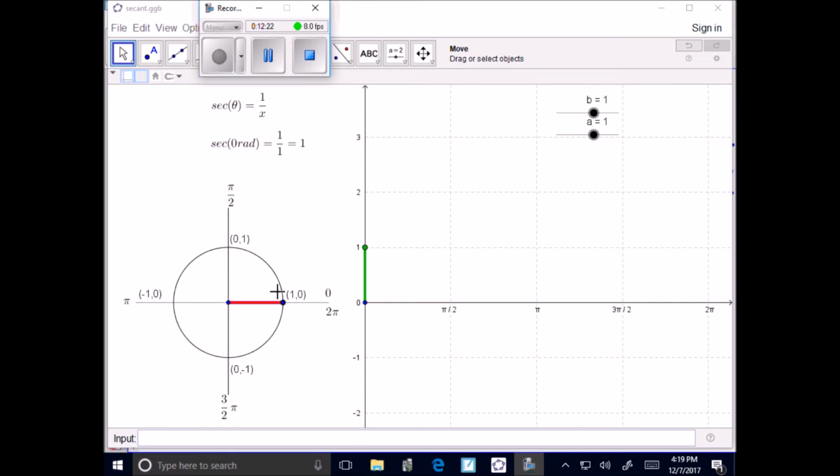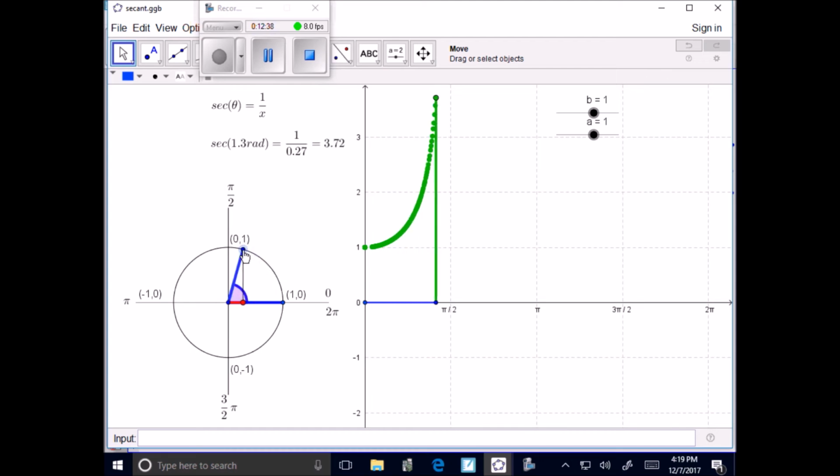And as we rotate through the first quadrant, we're going to see those x values decrease to 0. So basically right here, we're going to see those x values decreasing to 0, giving us function values that get larger and larger as we divide 1 by smaller and smaller numbers, going up into a vertical asymptote that we see at a rotation of pi over 2.